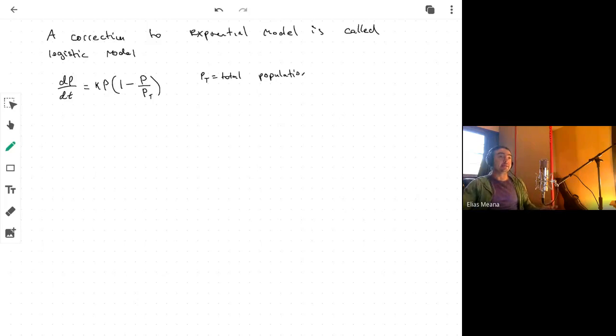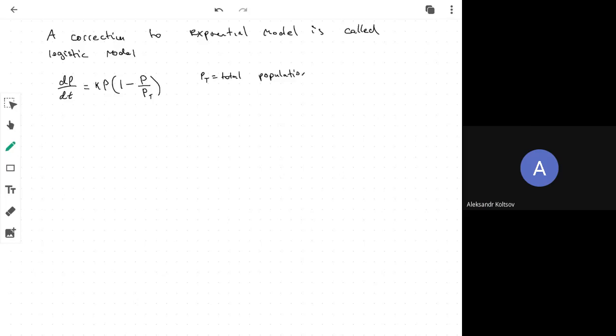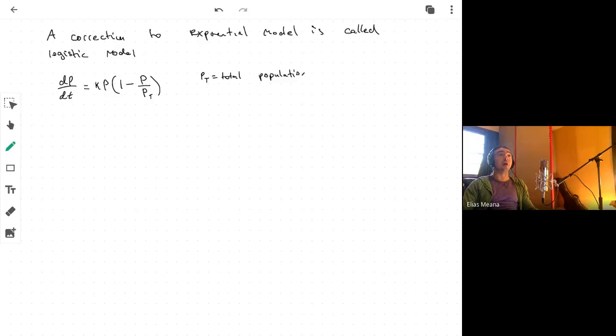More of a log curve. Exactly. That's exactly what it is. Is it true that the biggest degree of people having illness will be in the middle of the population, at the highest growth rate? Yes, that's absolutely true. It's not necessarily the largest number of people infected, but the largest number infected per unit time will be right in the middle. Yeah, that's exactly right.